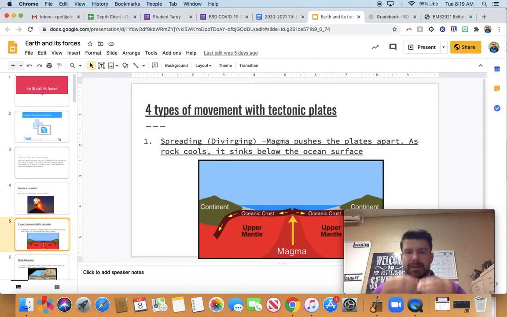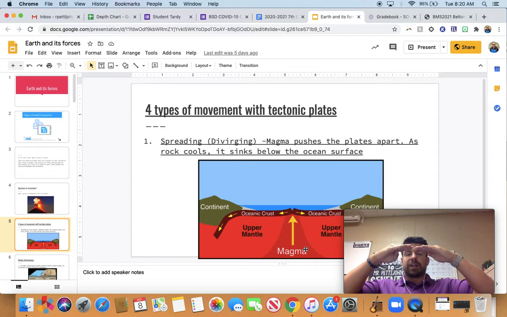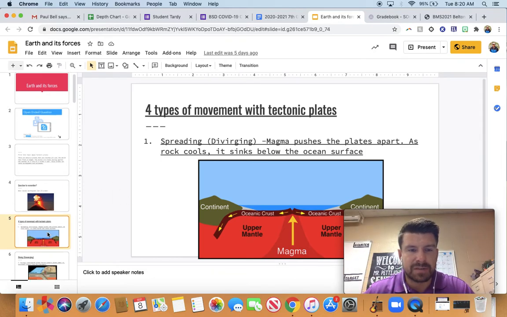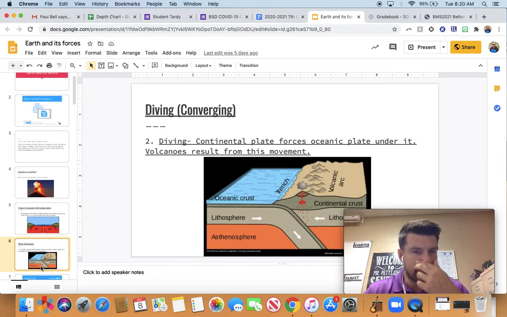We have what's called spreading, or diverging. This is when magma is floating up here. You can see the magma is floating up, and because of that magma coming up, the 2 plates are being driven apart. As the rock cools, it sinks below the Earth's surface. As you can see on either side here, we have a continent and another continent with the ocean in the middle, and these oceanic crusts, because of the magma flowing up, are being driven under the continent. So we have spreading, and we have diving.